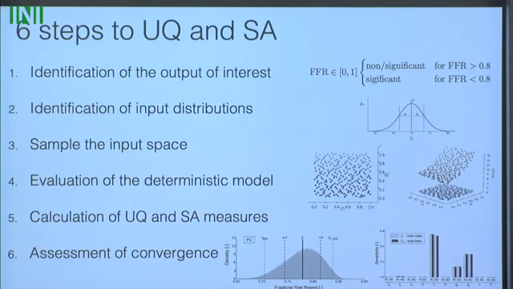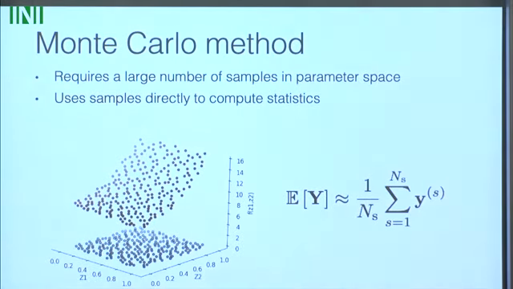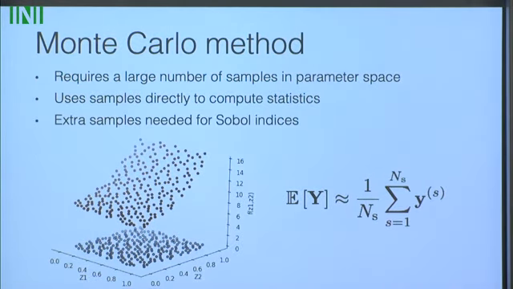in particular if you do polynomial chaos expansions, which are typically the models we are most used to. But you can sample also with the Monte Carlo method, which requires a large number of samples in the parameter space, and it uses the samples directly to compute statistics, for instance the expected value. But if you want to compute these sensitivity indices, then you have to incorporate even more samples.